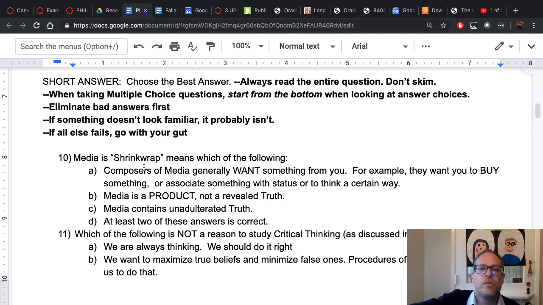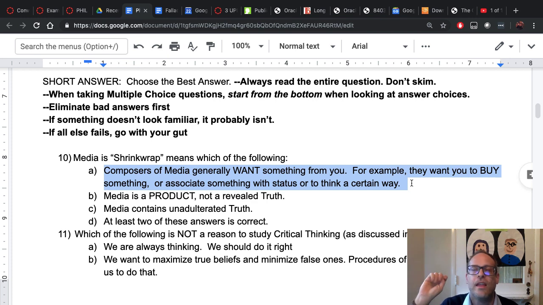Okay, so remember the format of this. Because we have this at least 2 of these answers is correct, we want to make sure that at least 2 of these answers aren't correct. So we look at A, and this is actually correct. Composers of media want something from you. They want you to buy something or associate something with status or to think a certain way. So that's correct. We had examples of statues, we had examples of commercials, YouTube videos, you name it.